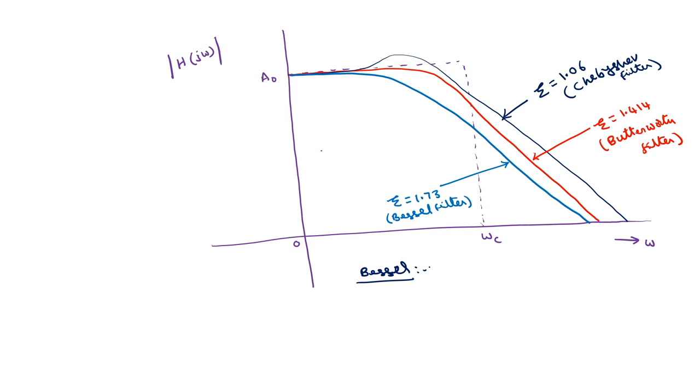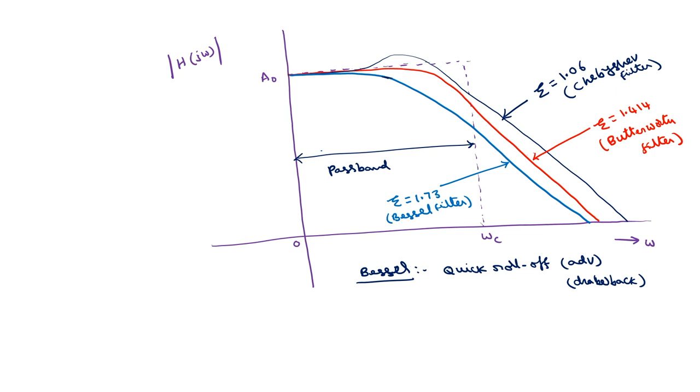the advantage of this one is that it will have a quick roll off. The roll off starts from here itself. But the drawback is, this is the pass band, and of course a part of the transition band is also there. We want a flat response in the pass band, that is the ideal. If I take the dotted line, it should be flat throughout the pass band, but here in the pass band there will be some attenuation. This part indicates that there is attenuation in the pass band also. This is the drawback.